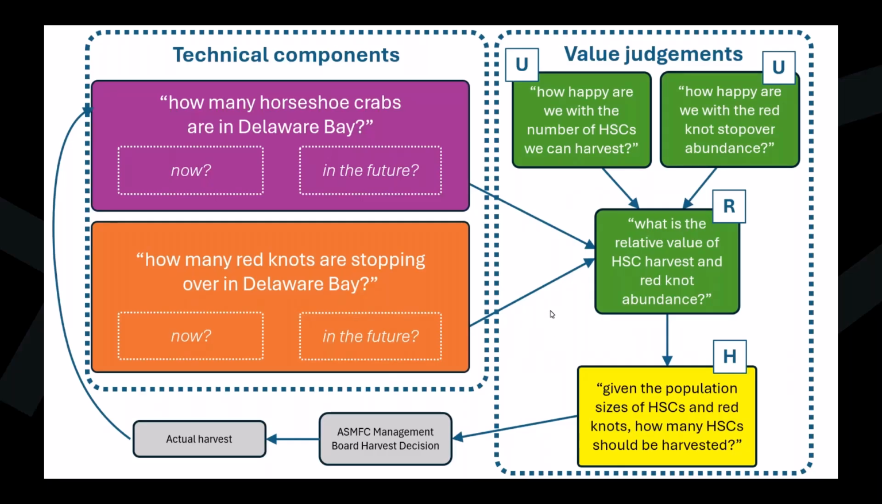So one thing we showed last time was this conceptual model that represents the ARM as a whole and breaks it apart into two areas. One is the technical, science-based components. These are what we talked about in the first educational session, which was about all the science and models that go into predicting how horseshoe crab populations are behaving now and in the future, and ditto for red knot populations now and in the future. We also started talking about the right side of this diagram, which are the values-based functions that will be the focus of today.